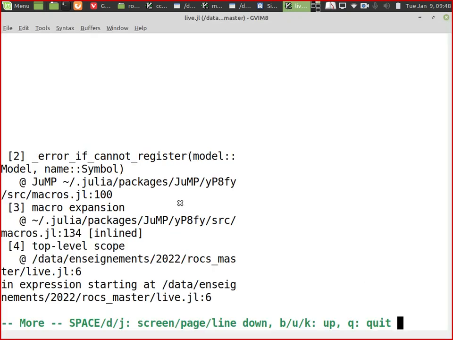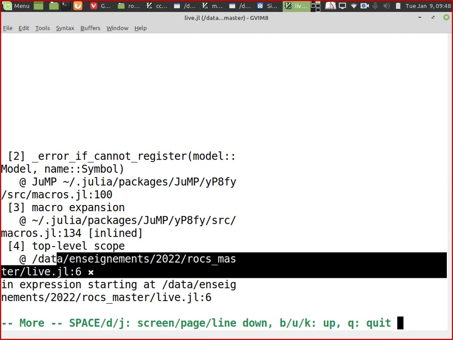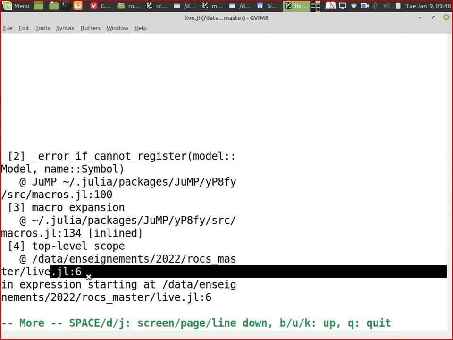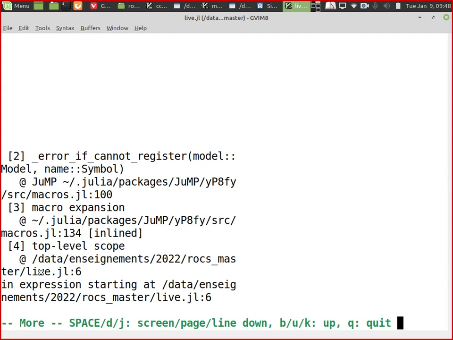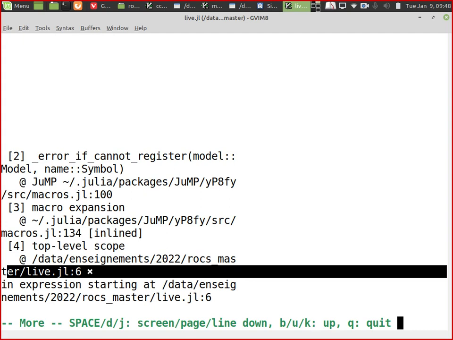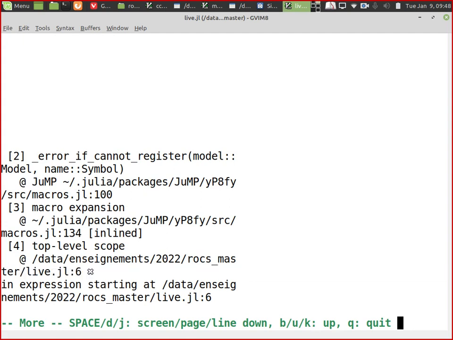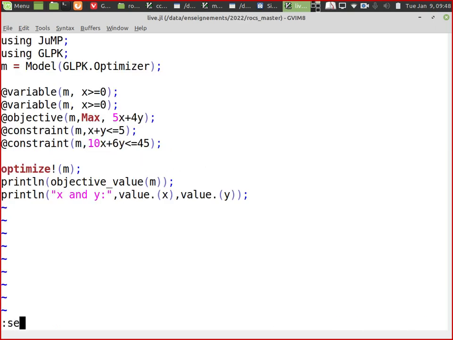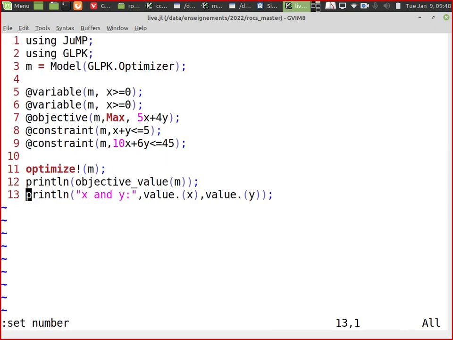Okay. We have a problem at line 6. This is what you should do as well. So this is important for you to follow me as I try to solve the errors, because everybody will have errors. If I have an error here, it's in LiveGL. This is the name of the file. At line 6. Something is not right at line 6.